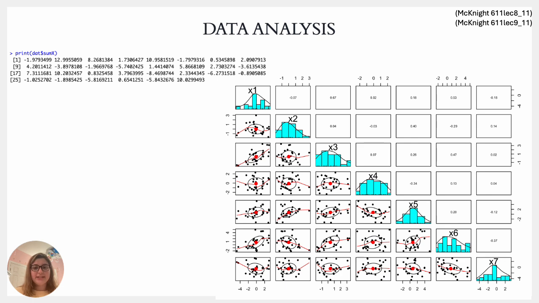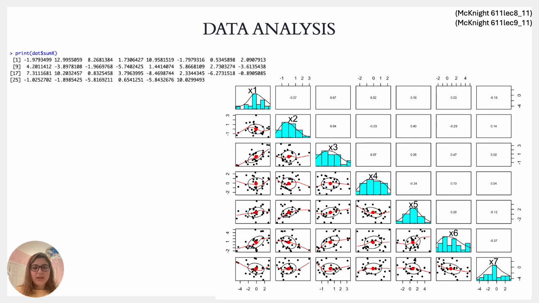we have the histograms with the fitted density curve, and the plots below the diagonal are scatter plots between the pairs of variables. We have big red dots on each of these graphs. Those represent the mean. The black circle around the red dot is focusing on the general trend and the spread of the data. And then we have a red line that is showing us the linear relationship.